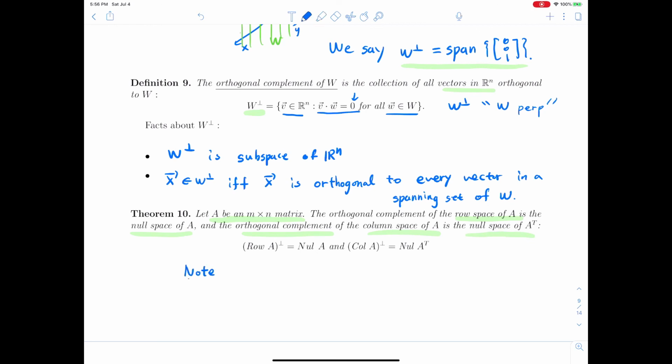So you want to note that we have the null space inside the domain of the given matrix, R to the number of columns. So the row space of A sits inside Rn as well. And if you switch the rows and columns, then we get the null space of A transpose sits inside Rm, or the column space of A sits inside Rm as well.